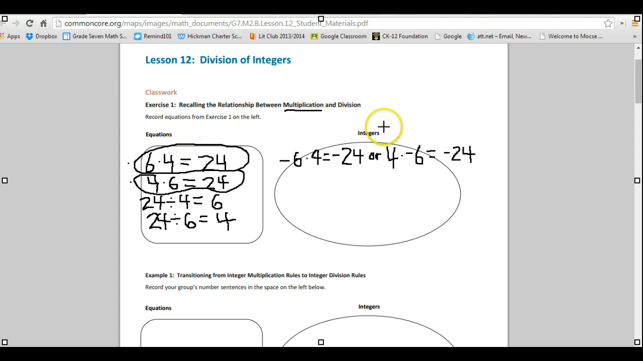Okay, but over here, when we start filling in these integer equations, we're going to use either one negative integer and a positive integer, or we're going to use, as you'll see in the following equations, 2 negative integers as well. So what I would like you to do then is take this example right here, negative 6 times 4 equals negative 24, or 4 times negative 6 equals negative 24. These two are similar, of course, different only in the order of the integers used.